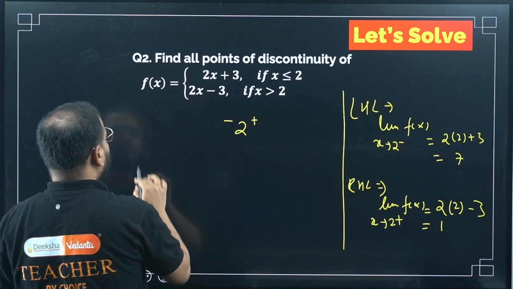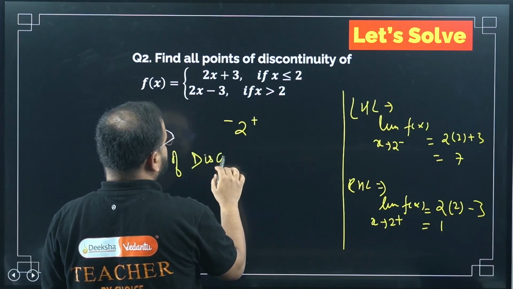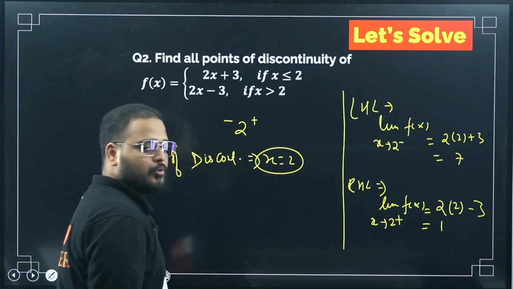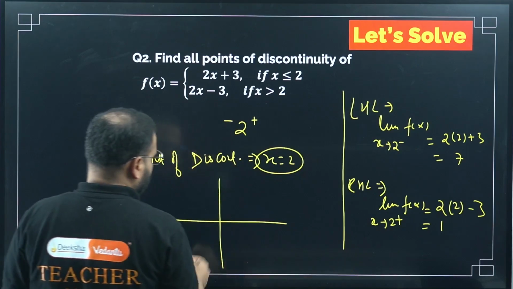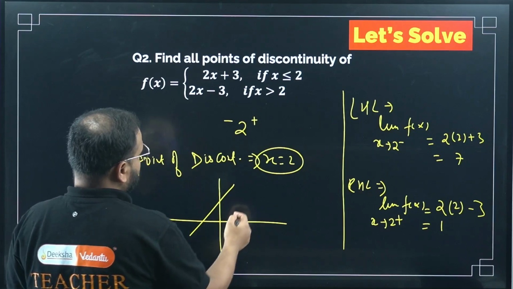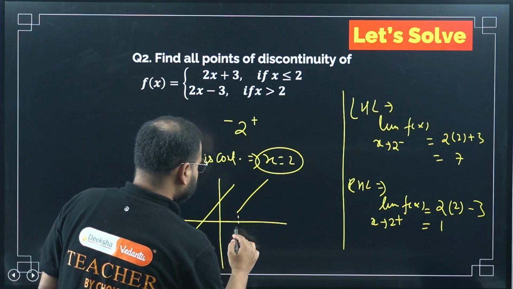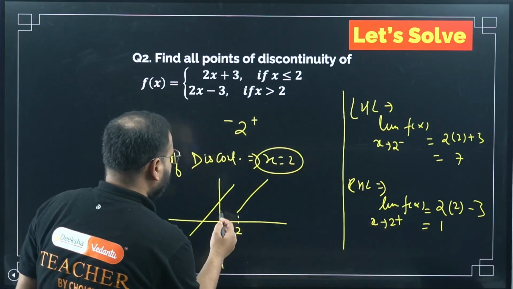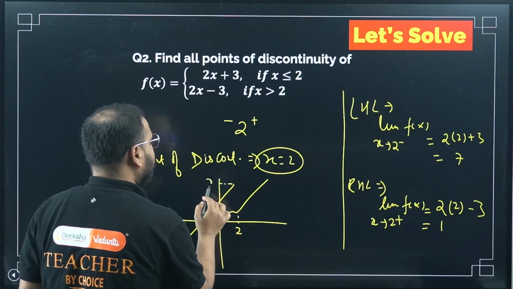So what is the point of discontinuity? The point of discontinuity is x equals to 2. At x equals to 2, the function is discontinuous. If you want to see, look at the graph. You'll get this function to be like this and like this. If this is my point x equals to 2, please check at 2 what is the value? 1, sir. And what is this value? This is 7, sir.